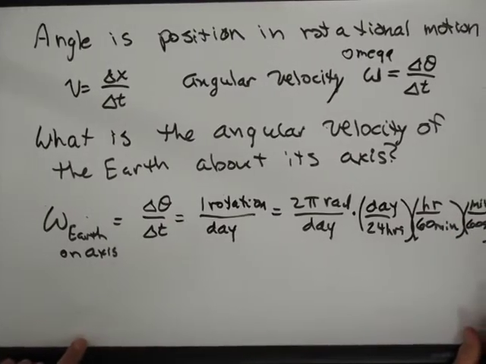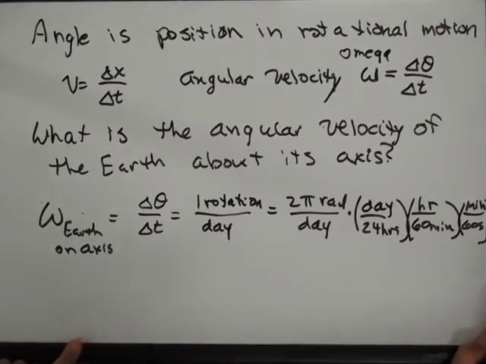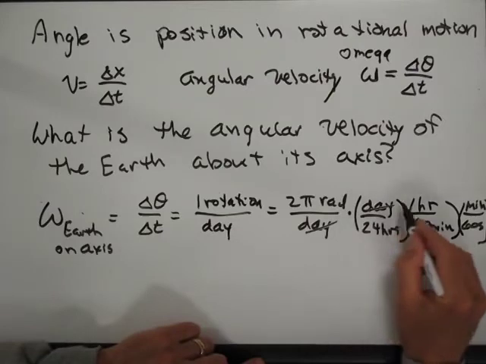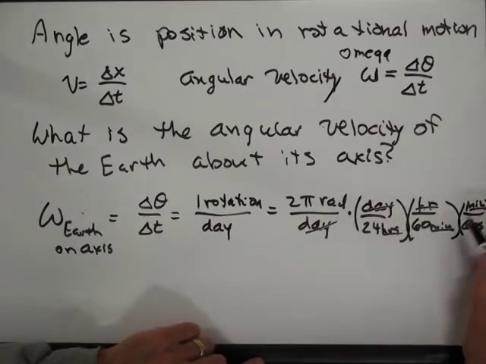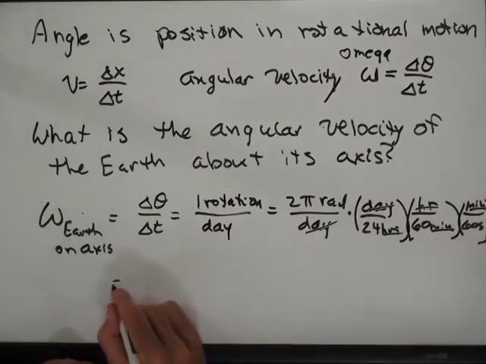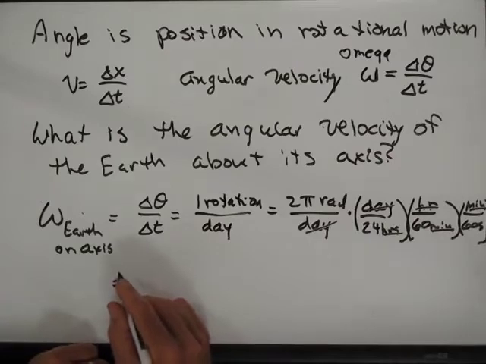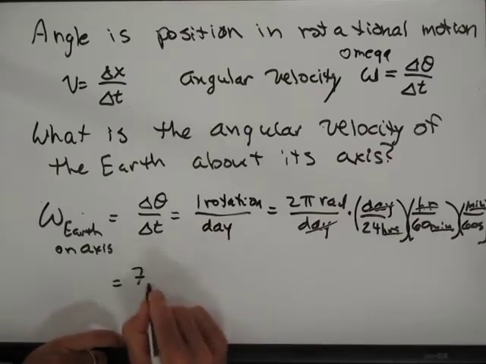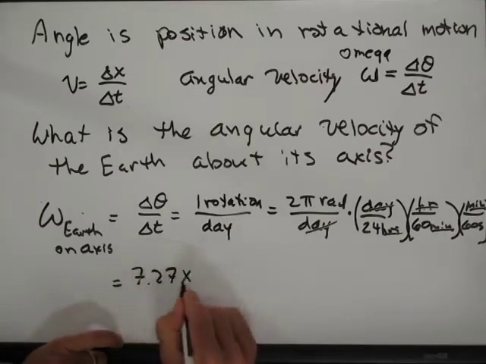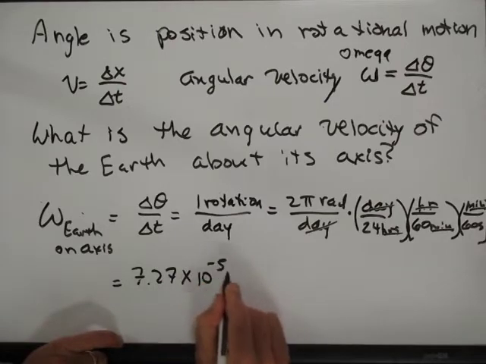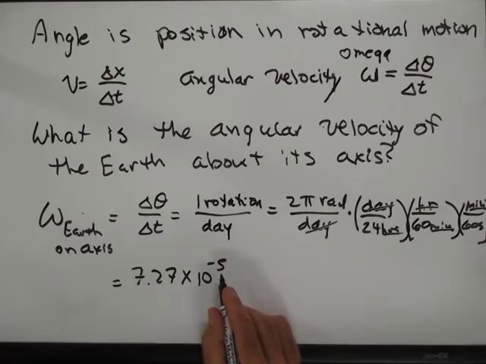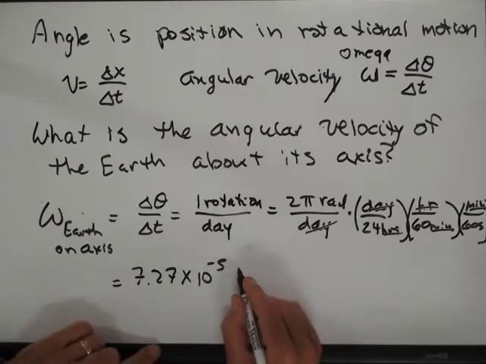And so, there we go. So I could cancel the day and cancel the hours and cancel the minutes, and I would get radians per second. And what that comes out to is 7.27 times 10 to the minus fifth radians per second.